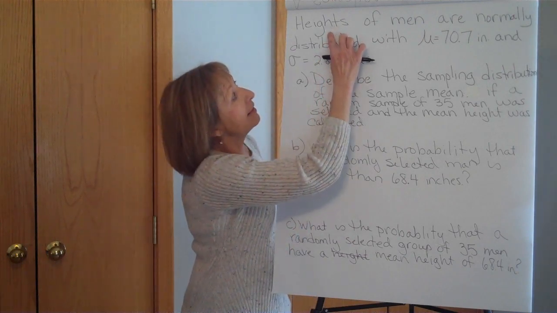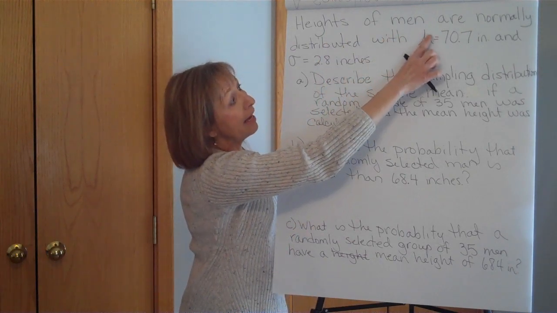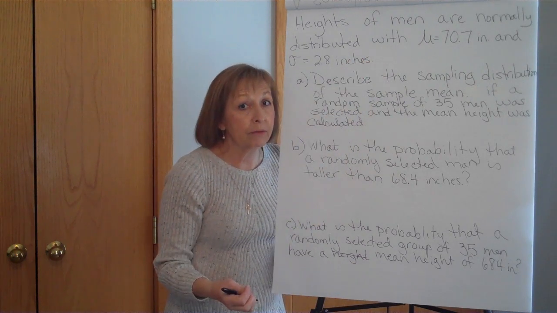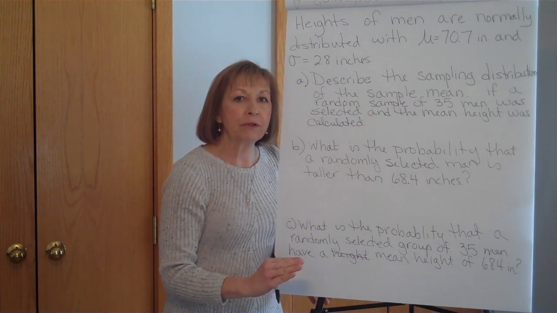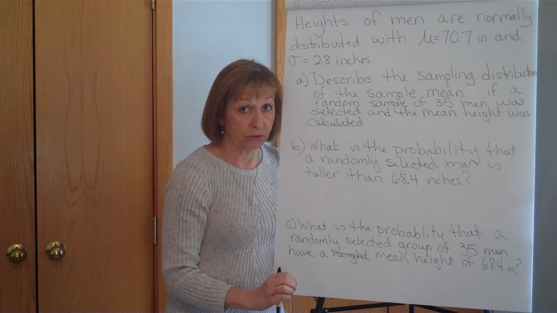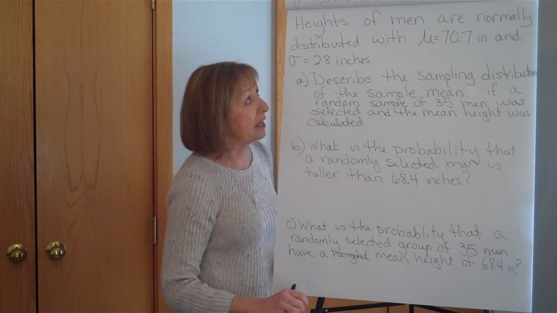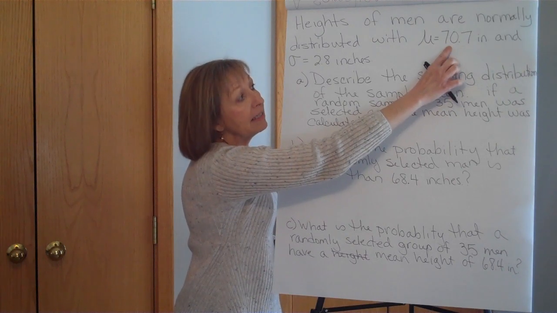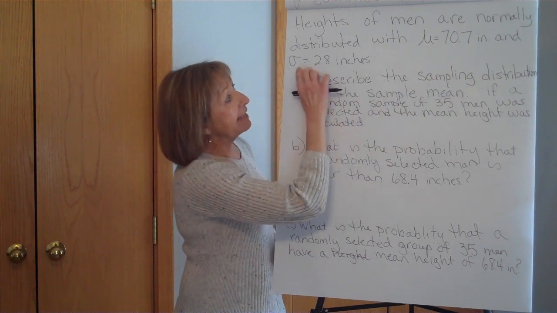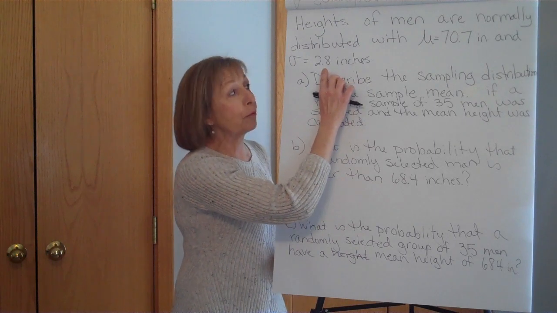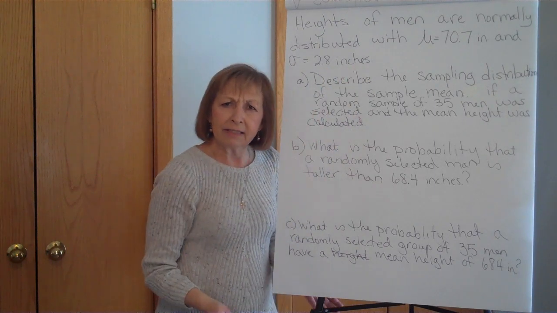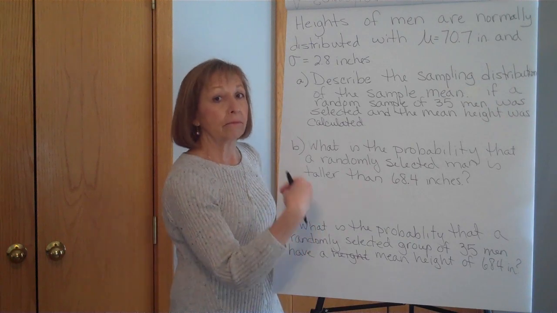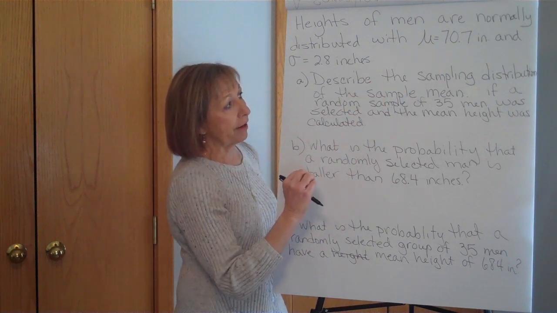Now, let's see how we can apply this. Let's say we have the situation that the heights of men are normally distributed. So the individual numbers are normally distributed. That means that the distribution of the sample means will be normally distributed as well, no matter the sample size. With a mean of 70.7 inches and a standard deviation of 2.8 inches. They could either say it in words or they could do the symbols.